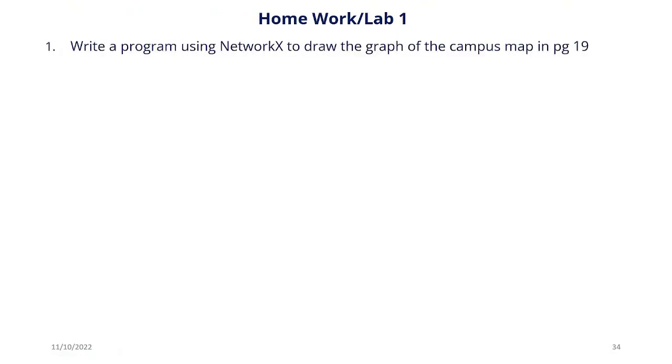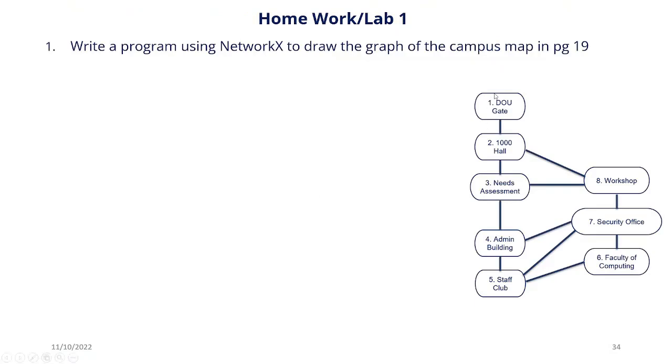Okay, so before we round up the class today, we are going to have our first homework or lab 1. Now, if you recall the campus map of page 19 in this slide, we have this map structure, and we actually drew the graph by hand. Now I want you to write a program using NetworkX to draw the graph of the campus map, this exact campus map, using the nodes 1, 2, 3, 4, 5, 6, 7, 8, 9, and let's see how it looks like.